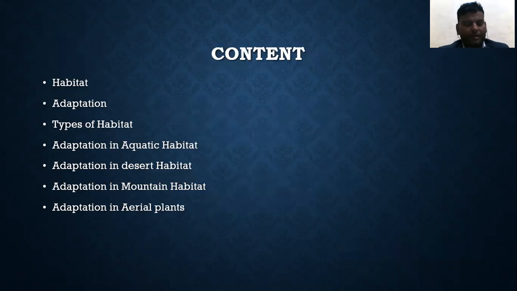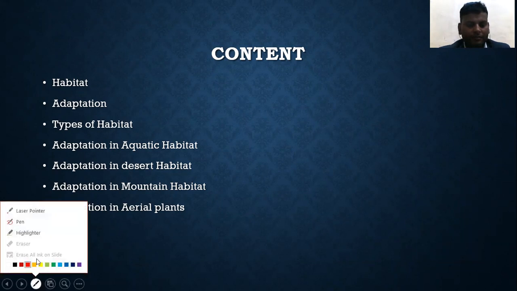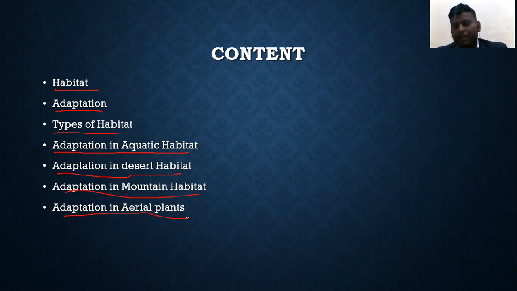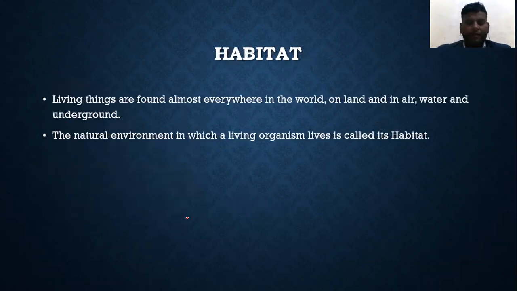Now we will start with the topics. The topics that we will discuss in this chapter are habitat first of all, then adaptation, then types of habitat, then adaptation in aquatic habitat, then adaptation in desert habitat, then adaptation in the mountain habitat, and adaptation in the aerial plants. So these are the topics which we will study in this chapter. First we are starting with habitat.